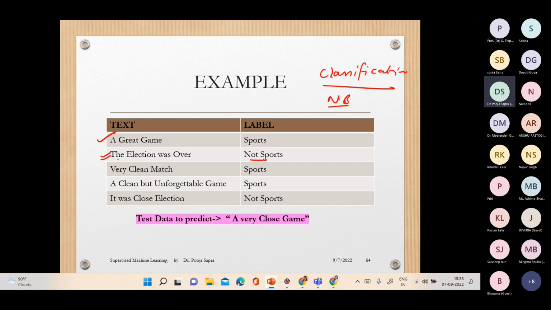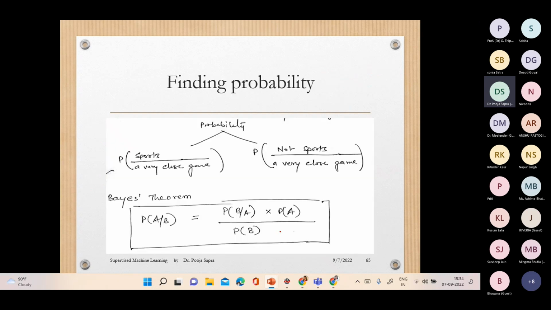Second is the election was over. Definitely it is not sports. A very clean match is sports category. Clean but unforgettable game, sports category. It was a close election, not sports, right? So next, what is the data to be predicted? The data is a very close game. Now we are required to predict whether it is from sports category or not sports. How to classify it? This is the fundamental of naive Bayes.